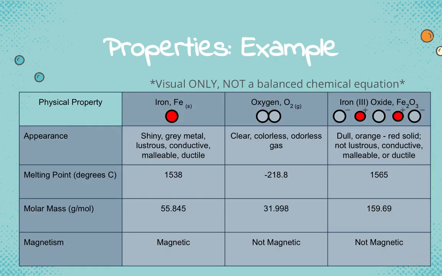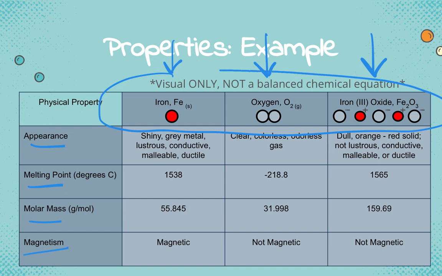So an example of comparing properties. You have the intensive properties of appearance, melting point, molar mass, and magnetism, and I'm going to compare that. So I have an iron sample. I'm combining it with an oxygen sample, and I am producing iron oxide. The top of this is actually an example of a chemical property, which we're going to talk about next.